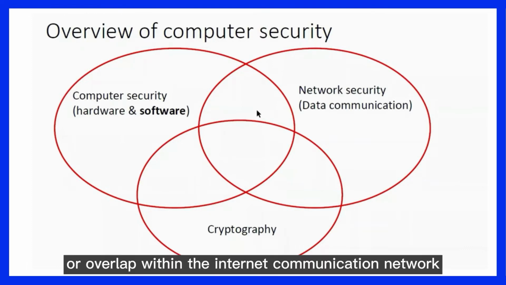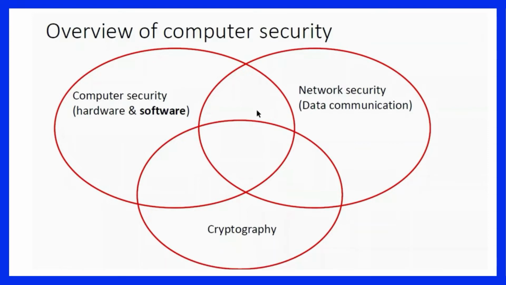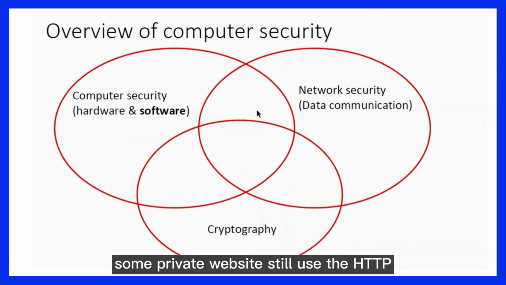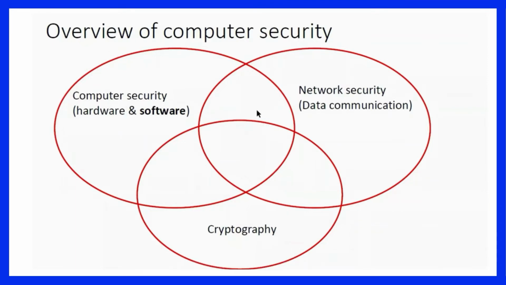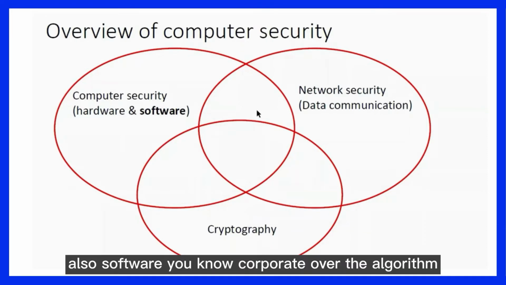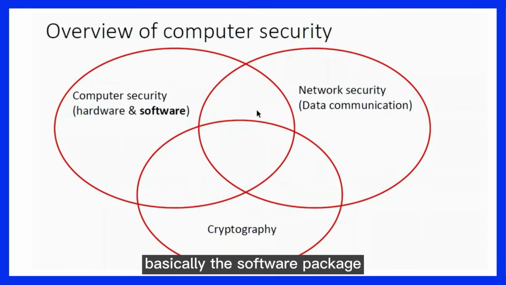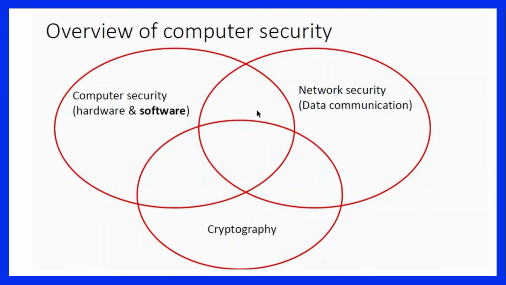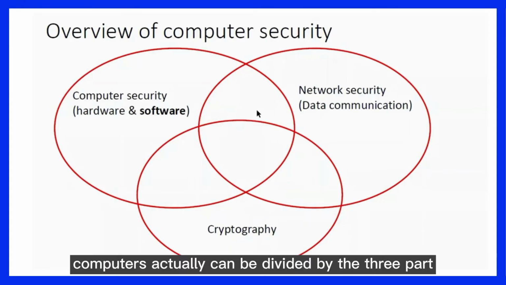It's in data communication networks. Right now, using encrypted data is common, like HTTPS. Some private websites still use HTTP with no encryption, but that's not safe. Also, software and cryptography algorithms are basically software packages. They are related, but computer security can be divided into the three parts.